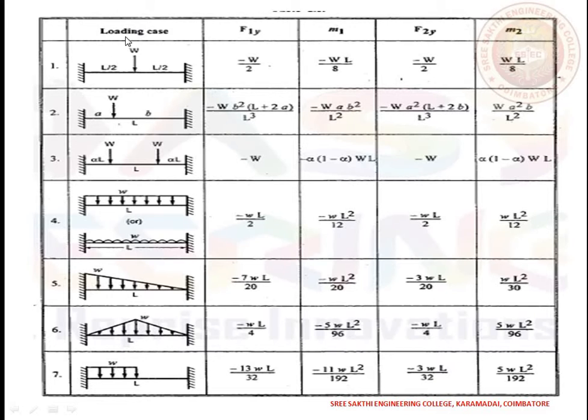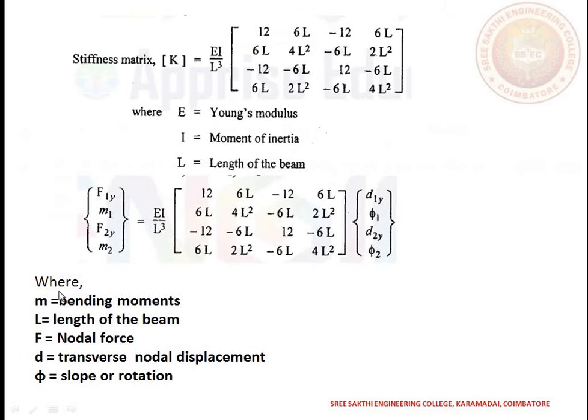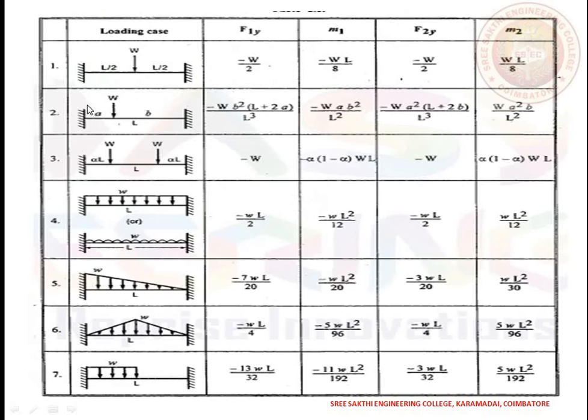Okay, so for the loading condition, this is a fixed support beam, and you apply the load at the center. Then that is the first node, that is the second node. In the first node, what is the force? Force is minus W by 2. Then M is nothing but the bending moment. In the first one, the bending moment is minus WL divided by 8. Similarly for the second node, F2y is minus W by 2, then plus WL by 8. Similarly for this W at the A point, this W at the B point.